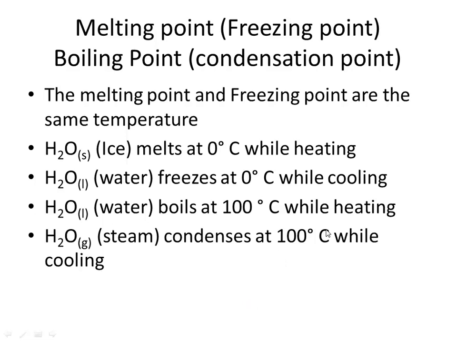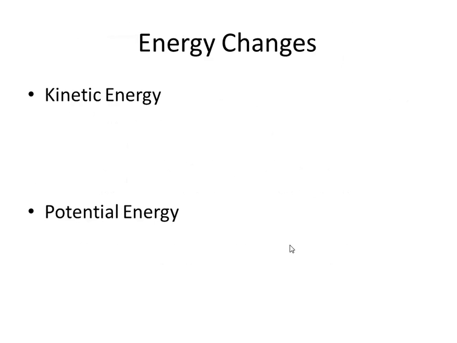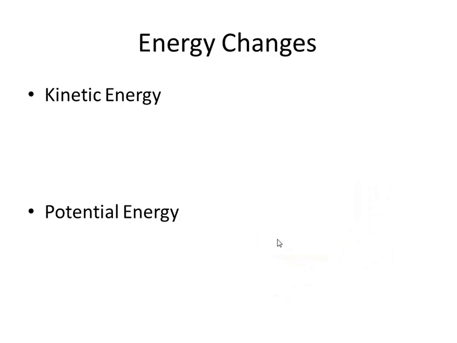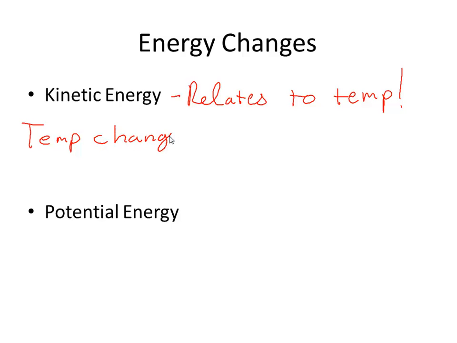Water boils at 100 degrees Celsius if it's heating, and it condenses at 100 degrees Celsius when it's cooling. So, energy changes. Now, leave a little bit of space here. I'm going to give a couple key points. Kinetic energy relates to temperature. Right? That's something we talked about before. So if my temperature changes, my kinetic energy changes. And that's when the particles move faster or slower.